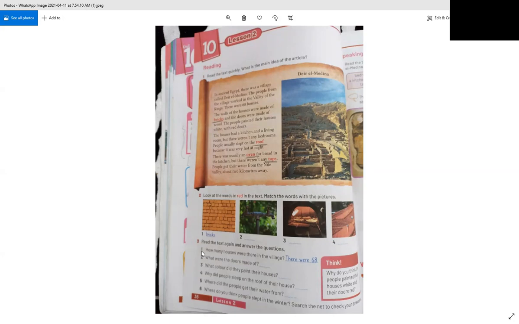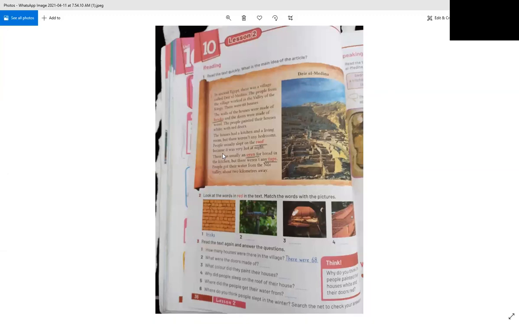Now let's read the questions here. Read the text again and answer the questions. How many houses were there in the village? There were 68 houses. Number 2, what were doors made of? Doors, as we read here, are made of wood. Number 3, what color did they paint their houses? They painted their houses white with red doors.